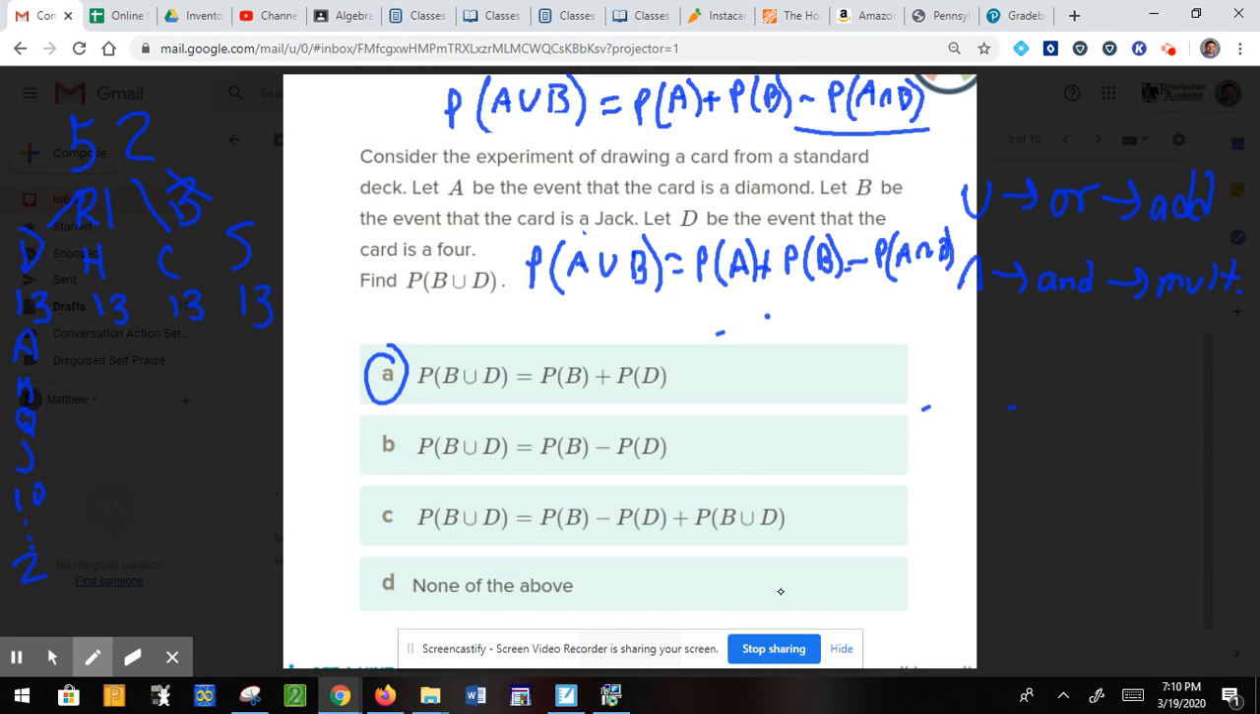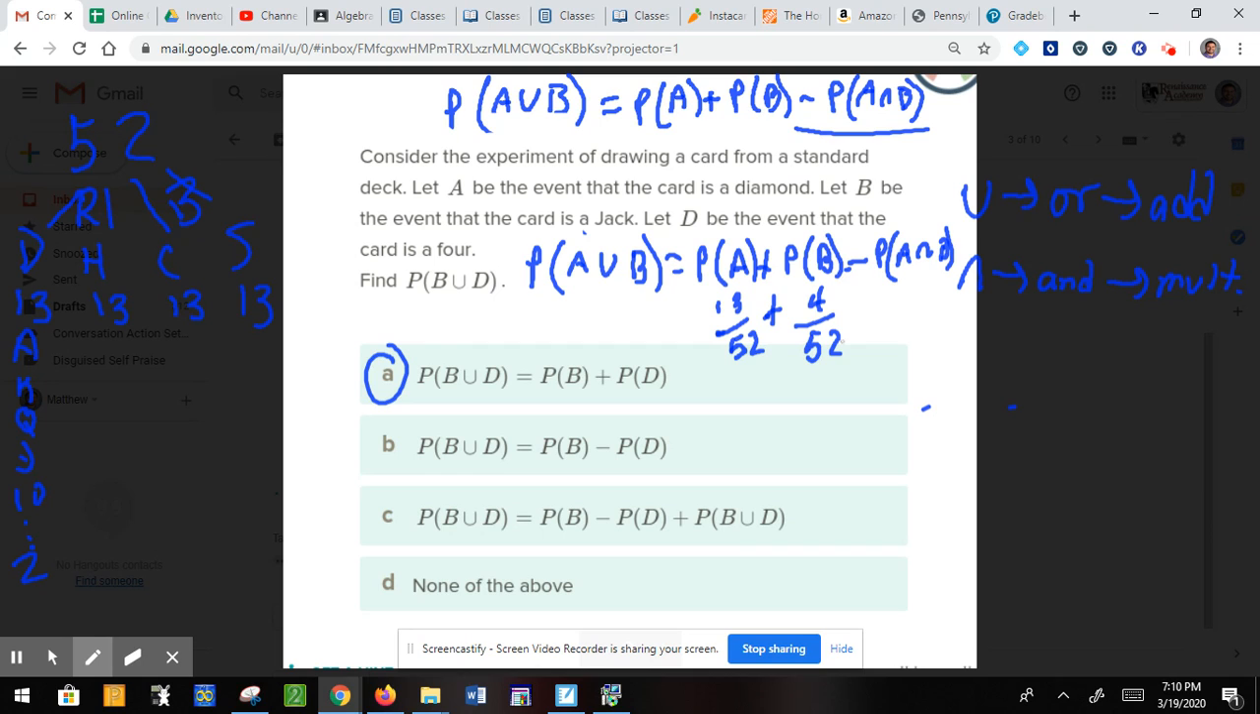So let's actually figure this one out. The probability of A would be, well, how many diamonds are in the entire deck? Well, there's 13 diamonds out of the 52 cards. So the probability of A would be 13 out of 52. What's the probability of getting a jack? There are 4 jacks, one per suit, so there's 4 total, right? So it'd be plus 4 out of 52.